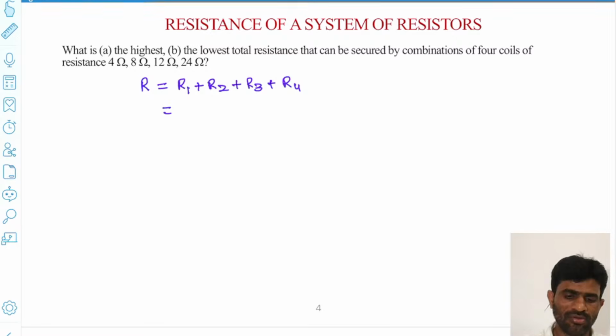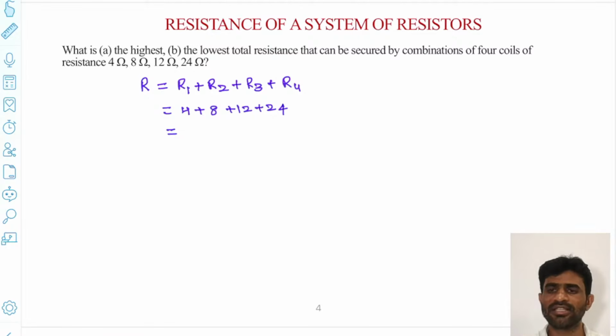And that is 4 plus 8 plus 12 plus 24. What is the total highest resistance when they are connected in series?